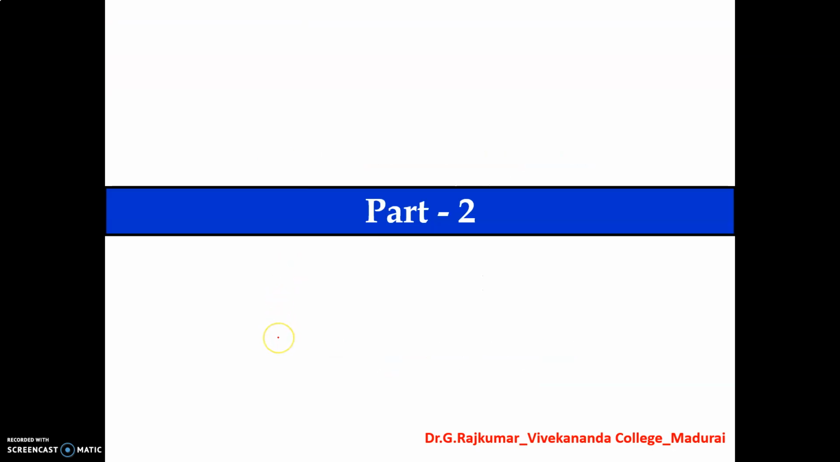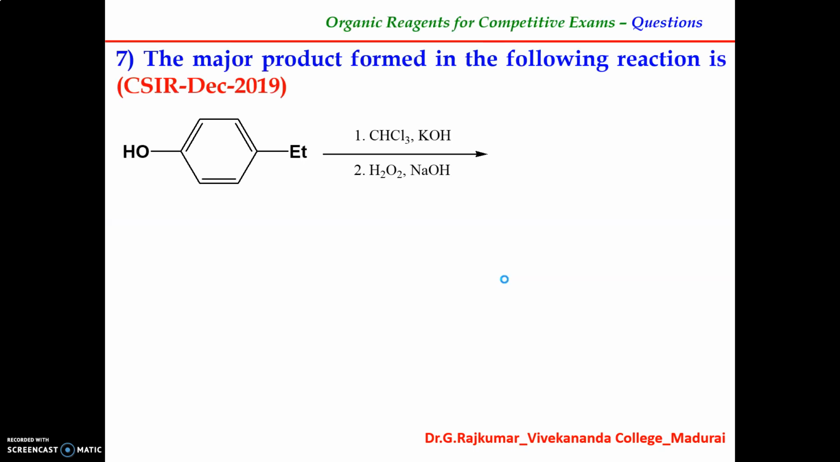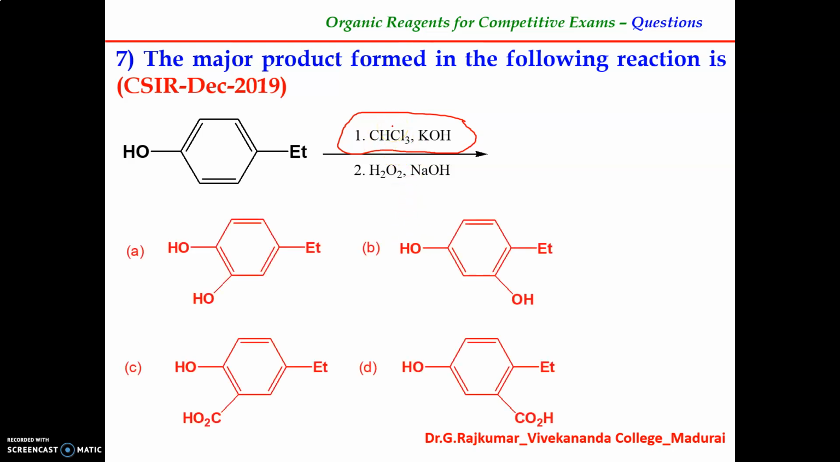We are in the second part of discussions of competitive examination questions. This question was asked in CSIR December 2019. The major product formed in the following reactions. You can see the first step: chloroform in the presence of potassium hydroxide, and this is the very well known Reimer-Tiemann reaction. They have given four options.